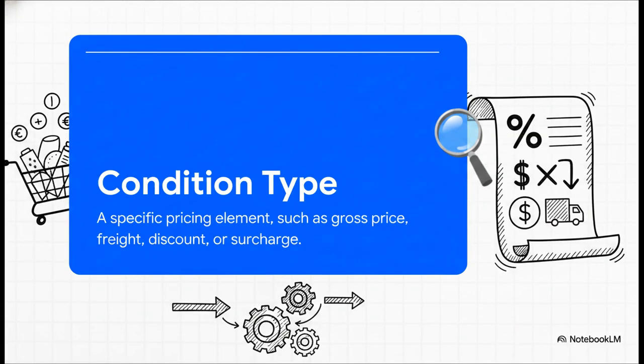And that brings us to the third piece, condition types. These are the actual ingredients themselves. Is it the main price, the gross price? Is it a 10% discount, or maybe a flat fee for shipping? Each one of those little pricing elements is its own condition type.